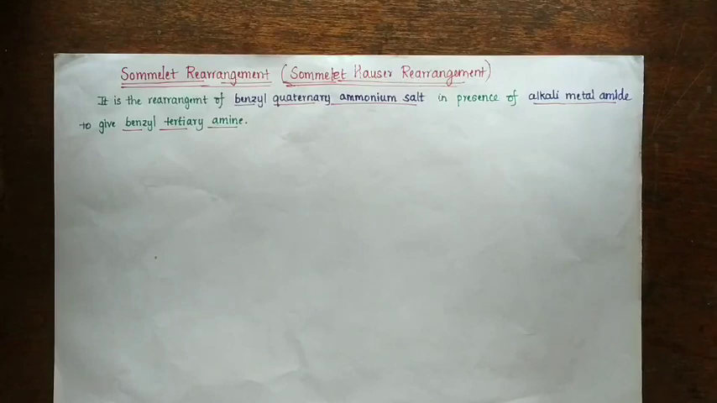This is the reaction which involves the rearrangement of benzyl quaternary ammonium salt in presence of alkali metal amide to give benzyl tertiary amine. So in this reaction, a benzyl quaternary ammonium salt will undergo some rearrangement to give benzyl tertiary amine as the product. And this reaction takes place in presence of the reagent alkali metal amide, with liquid ammonia as the solvent. So we will see the reaction.